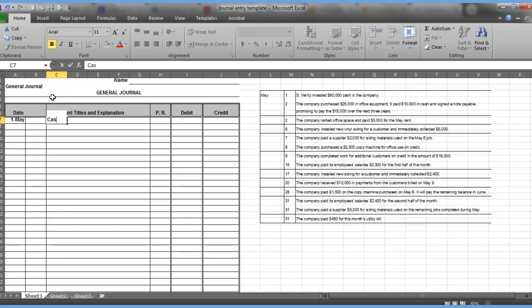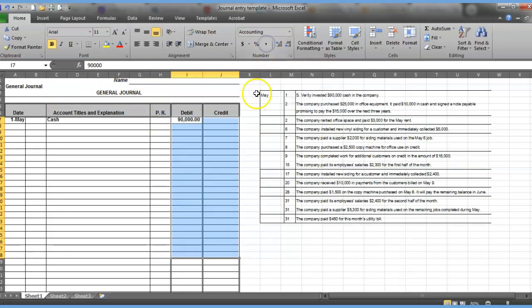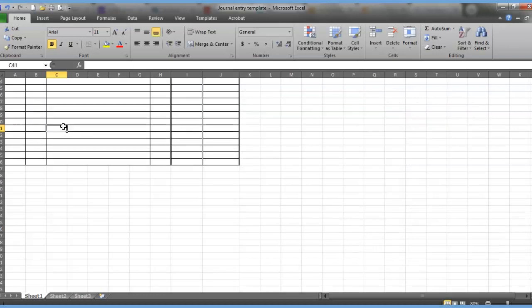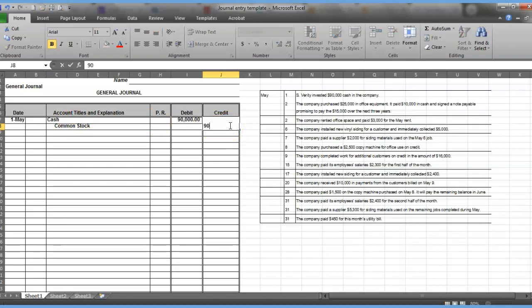So if I'm receiving cash, I'm going to increase my cash with a debit of $90,000. Now remember, with these entries, you have to be certain to create a double-sided entry, meaning the debits have to equal the credits. So in this case, I've got cash, but I'm going to include that as an investment. So I'm going to put that as common stock because an investment in a company is going to be equity, and in this case, common stock is corporate equity. $90,000.